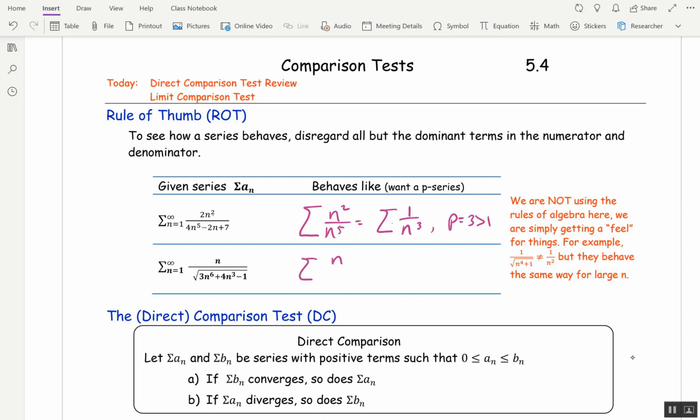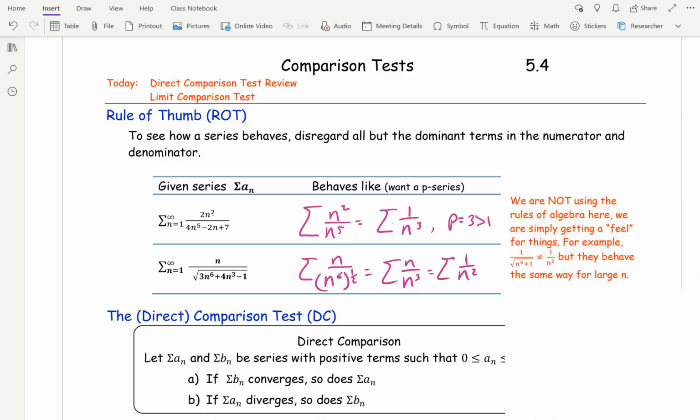The next one, if we were trying to figure out if it converged or diverged, the dominant term upstairs is n. Downstairs, it's the square root of n to the 6th. That's n to the 6th, square root is 1/2, so that's n over n cubed, which is 1 over n squared. Sum of 1 over n squared. So we would assume that this one converges also because it behaves like the p series 1 over n squared, and p is bigger than 1.